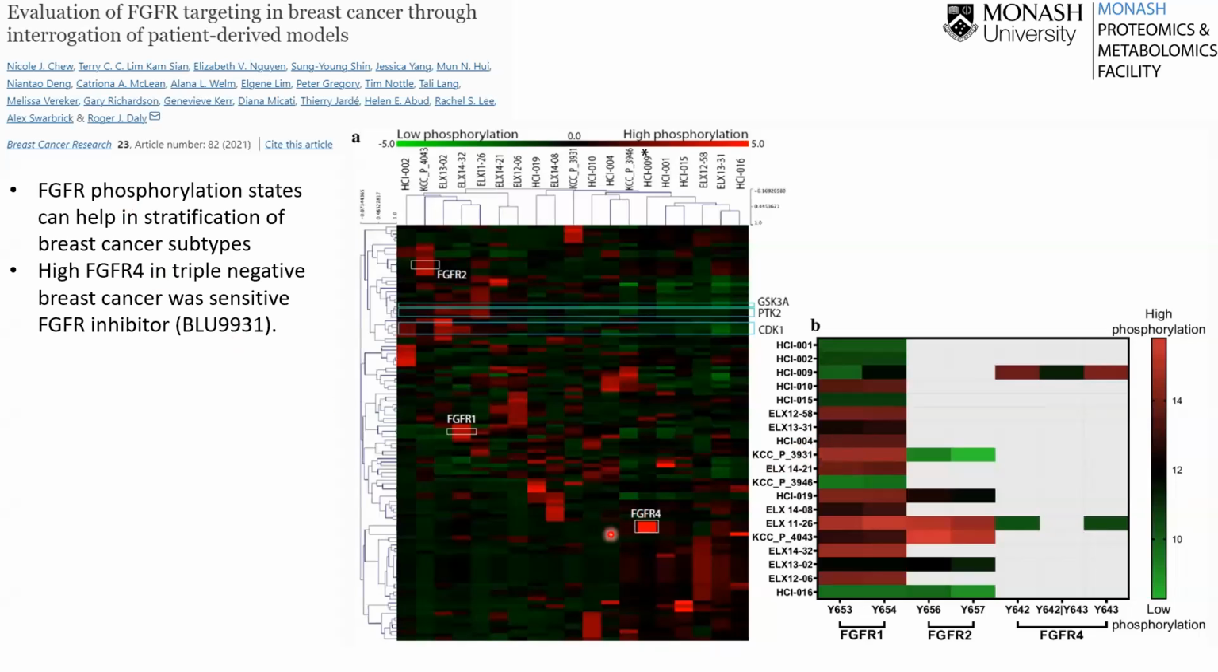And more importantly, what they showed was that high expression of FGFR4 in triple negative breast cancer, which is one of the most aggressive breast cancer subtypes, was correlated with sensitivity towards one of the FGFR4 inhibitors, which is BLU9931. So these two are a few examples where we can apply phosphoproteomics in our experiments.